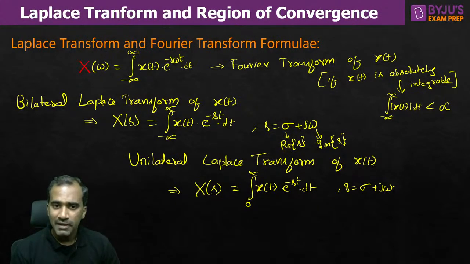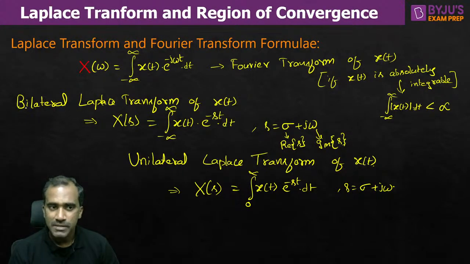So you are trying to evaluate the integral in bilateral Laplace transform for all values of time, positive time as well as negative time. Whereas in unilateral Laplace transform, you are trying to evaluate the integral only for positive time. That is the only difference. Observe this carefully. Here we are integrating only for positive time. Here we are integrating for all time.